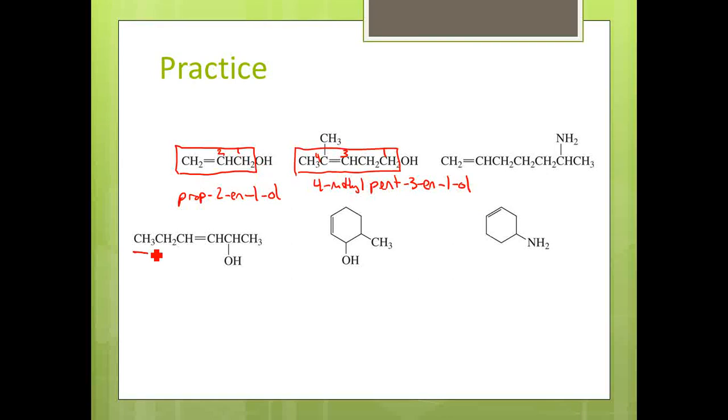Now I do want to skip down to this one here because I want to show that the OHs don't always have to be at the 1. In both of these cases they were, but on this one down below, the OH isn't in the 1 position, but it still dictates how we number it. Since the OH is the highest priority, I want it to have the lowest possible number, so I'm going to start numbering at this end, and it's at the 2 position. So we have a hexenol, but this is hex-3-ene-2-ol.